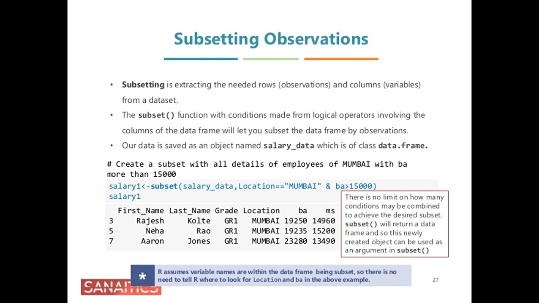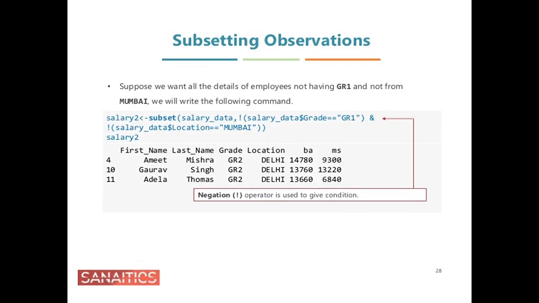It is important to note that our assumed variable names are within the data frame being subset, so there is no need to tell R where to look for location and BA in the above example. Suppose we want all the details in employees not having GR1 and not from Mumbai. We will write the following command.